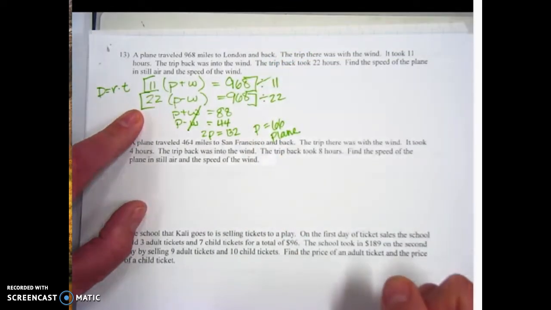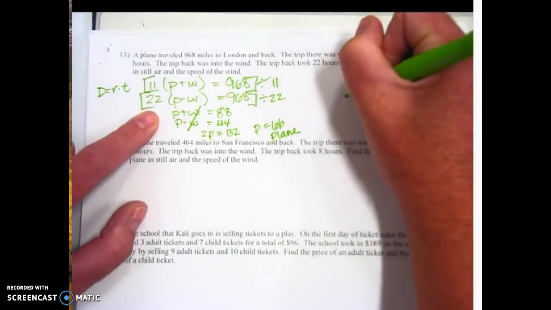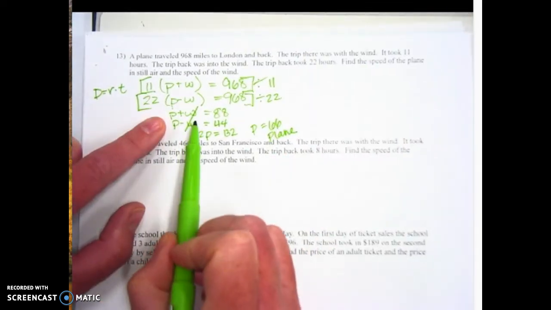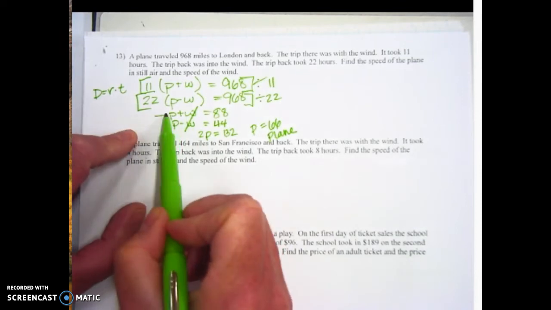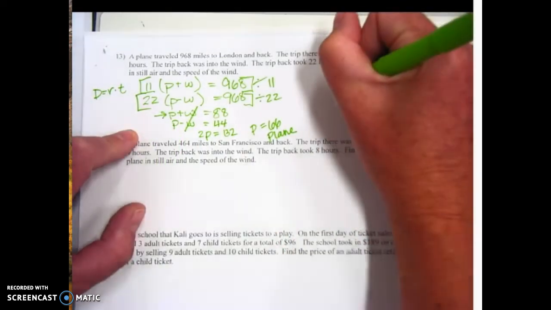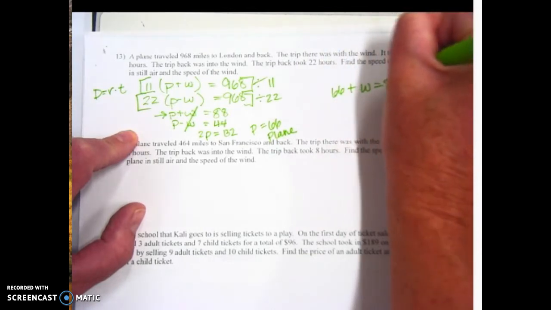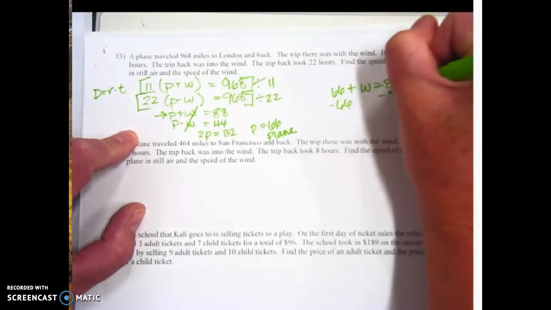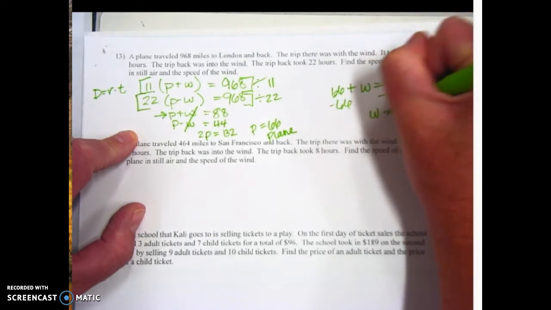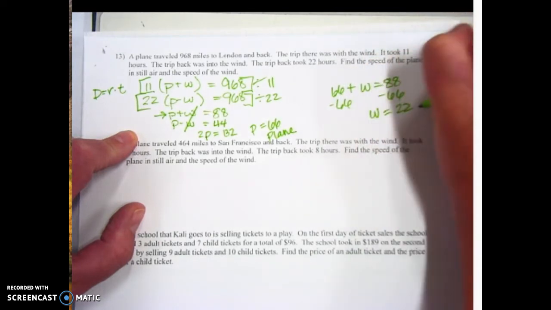So to get the speed of the wind, I'm going to plug it into this equation right here. So I'm going to say 66 plus W equals 88. Subtract the 66 from both sides. And we get W equals 22. That's the speed of the wind.